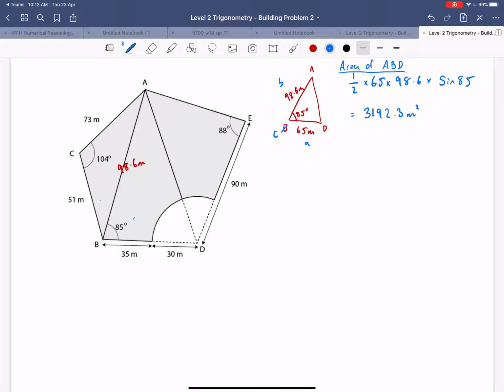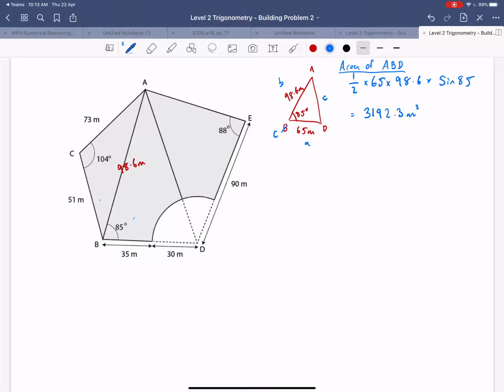I now need AED. Again, there's only two pieces of information. I'm missing a side length AD. Luckily, on my triangle ABD, I've got the side length AD. So using triangle ABD, I'm going to find the length of AD, so I can look at ADE. So again, I've got two sides and the angle between, and I want to find the length of the side opposite. So I'm still going to be using cosine rule here. Three sides, one angle, cosine rule.